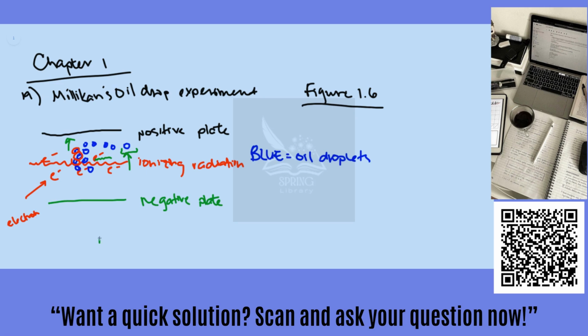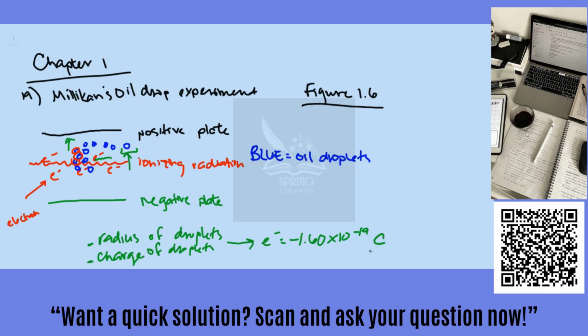So using the radius of the droplets in concert with the charge of the droplets, by adjusting this electrical field, and knowing that the charge of an individual electron should be some whole number, he eventually came up with the charge of the electron as being negative 1.60 times 10 to the negative 19th coulombs, or a measurement of charge.